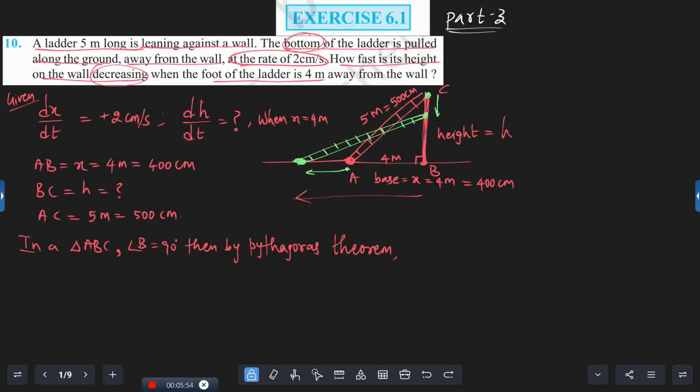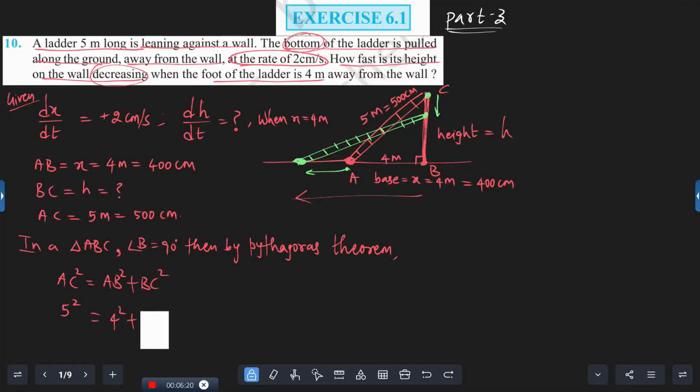Okay. By Pythagoras theorem, what is that? Square of the hypotenuse is equal to the sum of squares of the other two sides. Here the hypotenuse is AC, so AC square is equal to the sum of squares of the other two sides, that is AB square plus BC square. AC square is what? 500. Or else in meters itself it will be 5 meters. So 5 square, AB value 4 square plus BC.